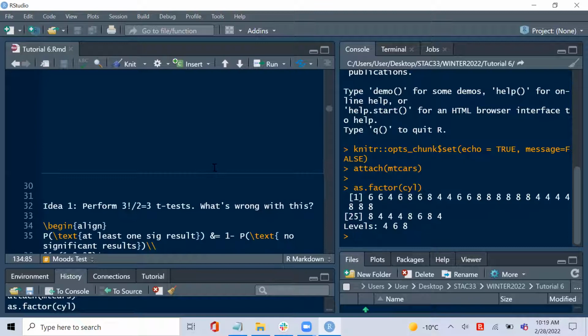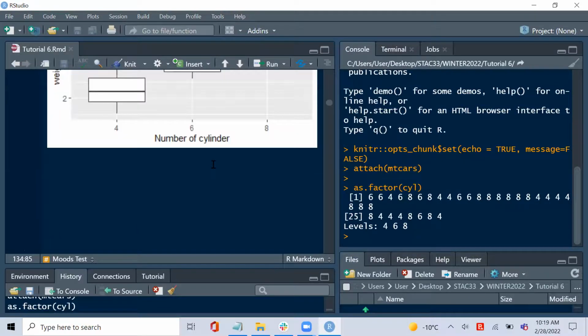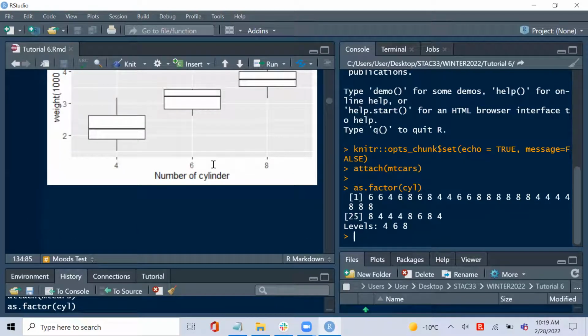So the one idea you might have is to use what you know. What we know is to perform independent t-tests, right? These are independent groups, right? Your instinct might be performing a Welch's t-test because you can see that the variance is not the same across the different distributions, and so you cannot assume equal variance.